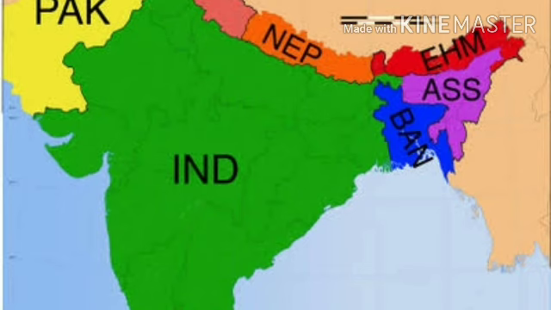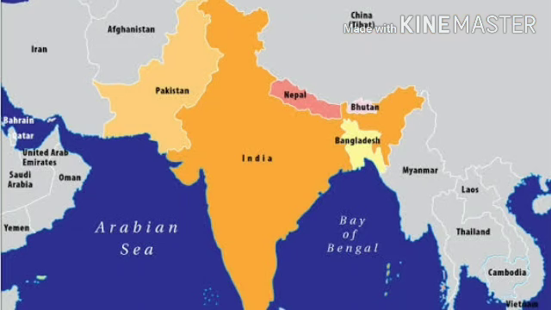The Indus river system, the Ganga river system, and the Brahmaputra river system have made the agricultural land of North India fertile land. These rivers are perennial in nature.